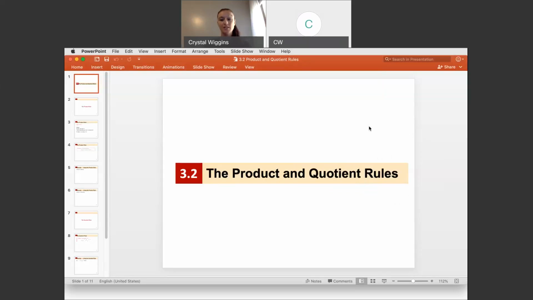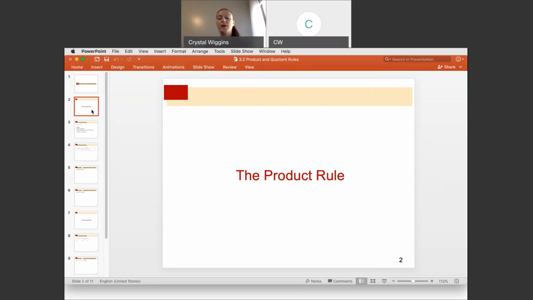All right, so we're going to discuss the product and the quotient rules. The product rule. When two things, two functions specifically, are being multiplied, in order to take the derivative, we can't take the derivative of each piece of the product separately like we could with the sum rule and the difference rule. So we need to learn this new rule in order to apply the derivative to when two functions are being multiplied.